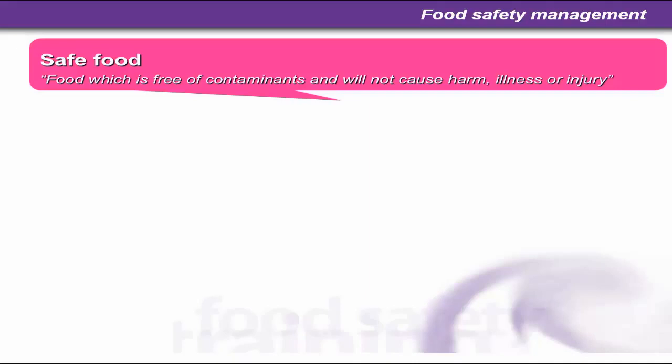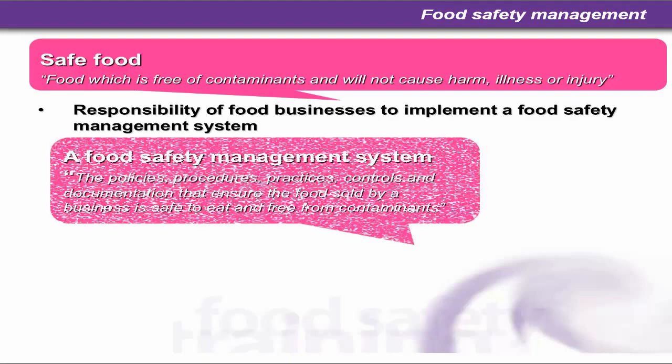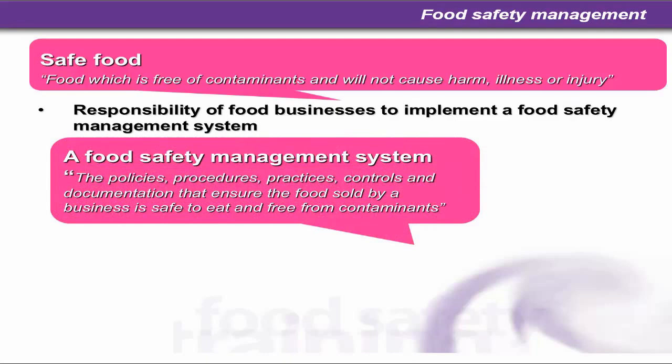So from a customer point of view, we should be able to go out and expect safe food, demand safe food in fact, from the people that supply us with food that we buy, and in turn we as food handlers must provide food that is safe. It's the responsibility of all food businesses to implement a food safety management system. And a food safety management system are the policies, procedures, practices, controls and documentation that ensure the food sold by a business is safe to eat and is free from contaminants. We'll look at the major contaminants later on. There are 3 or 4 major contaminants which we'll look at.